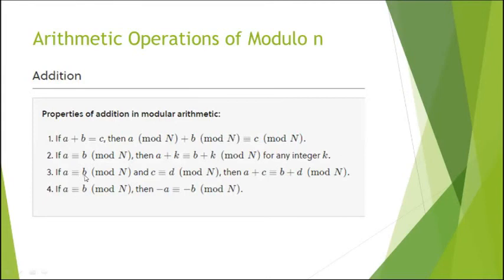If A is congruent to B mod n, and C is congruent to D mod n, then A plus C is equal to B plus D mod n. Thus, if A is congruent to B mod n, then negative A is congruent to negative B mod n po siya. Okay? So, next.